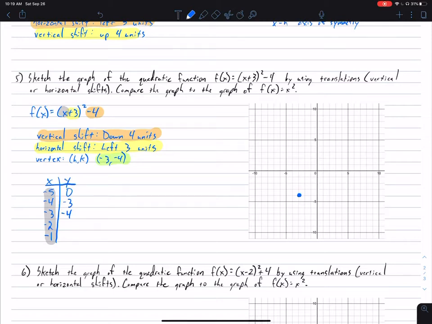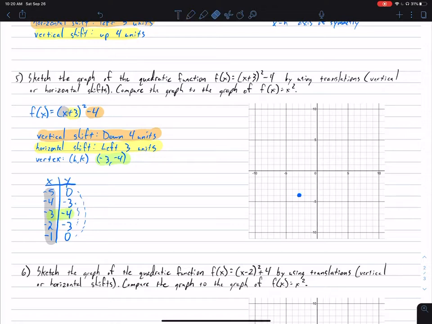-2 plus 3 is 1. 1 squared is 1. And then 1 minus 4 is -3. And then finally, -1 plus 3 is 2. 2 squared is 4. 4 minus 4 is 0. As I've mentioned before, these numbers should match up if we have put our vertex as our middle number, which we did. All right, so let's plot these points.